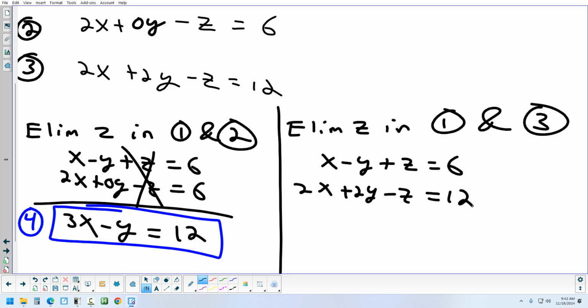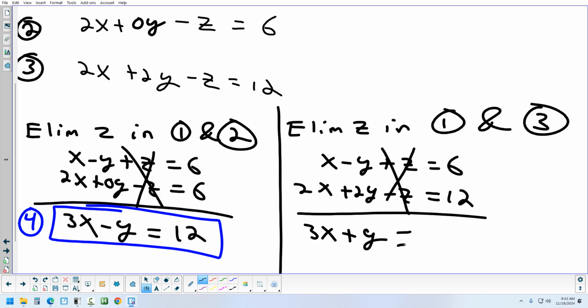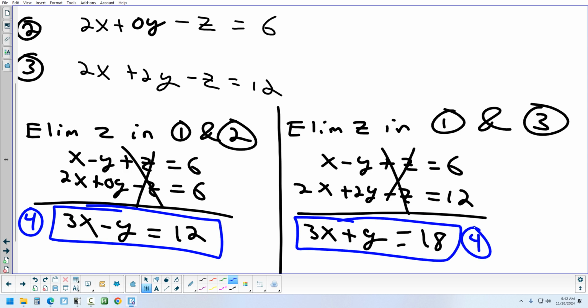Cadence. Nothing. They're already going to cancel the way they are. So again, that's a little bit easier than the last one. Add them up. We get 3x. What's negative y plus 2y? 1y. That's great. You got a letter with a 1 in front of it. 1's always make the next step easier. Positive z minus z cancels. And 6 plus 12? 18. And we'll call that one, we already have an equation 4. Let's call that one 5.